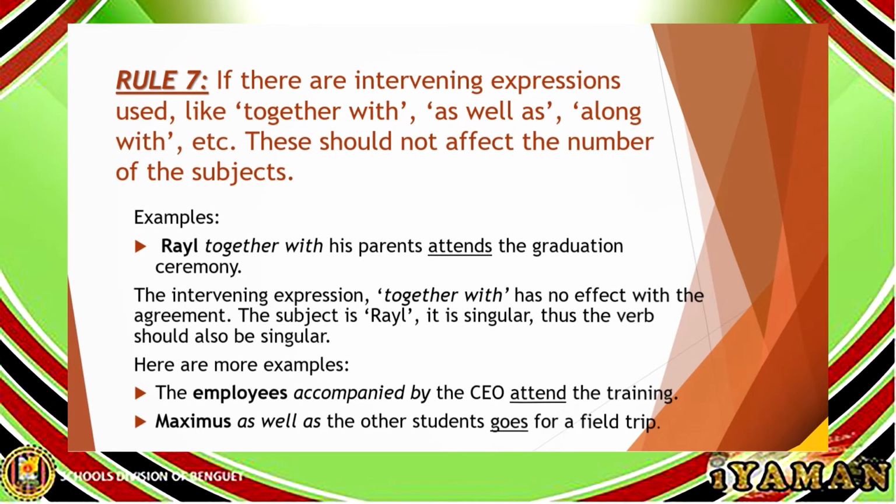What is the intervening expression? Correct. Together with. Take note, this has no effect in the agreement. The subject is Ryle, and is it singular or plural? Correct. It is singular. Thus, the verb should also be singular. Here are more examples. The employees, accompanied by the CEO, attend the training. Second sentence, Maximus, as well as the other students, goes for a field trip.